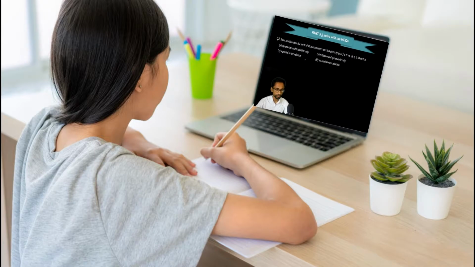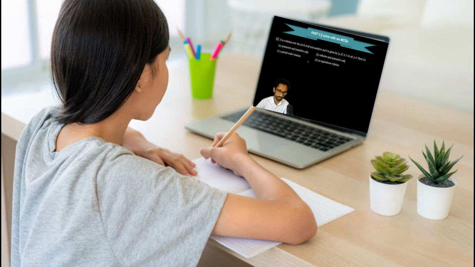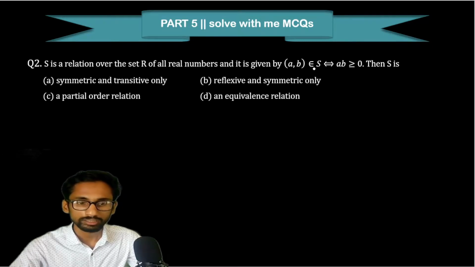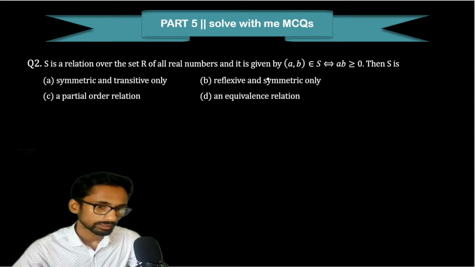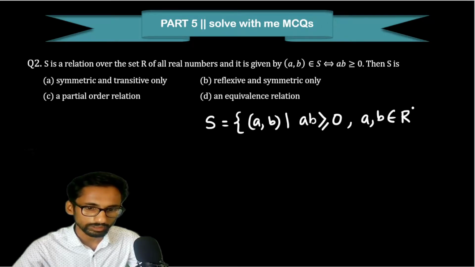The second MCQ question says, S is a relation over the set R of all real numbers, and it is given by (a, b) belongs to S with the relation defined as ab is greater than or equal to 0. Then S is. So the given definition is S equals (a, b) such that ab is greater than or equal to 0, a, b belongs to real numbers.